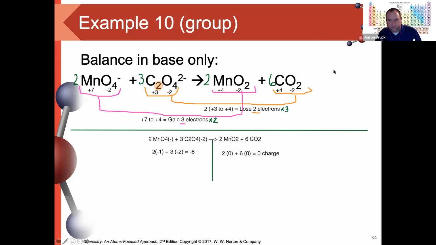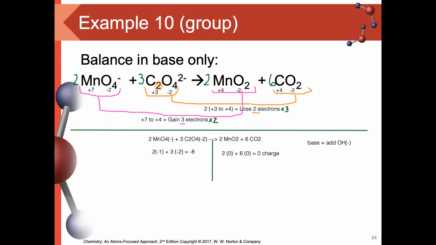Since we are in base, we are adding hydroxide ions. So we're going to add hydroxide ions to the side of the equation that is less negative. Which side of the equation is less negative, the products or the reactants? Yes, more positive, less negative. That'd be the product, wouldn't it? It would be. I've got -8 over here on the reactant side. I've got 0 on the product side. So how many hydroxides would I need to add to that product side to get it to go from 0 to -8?